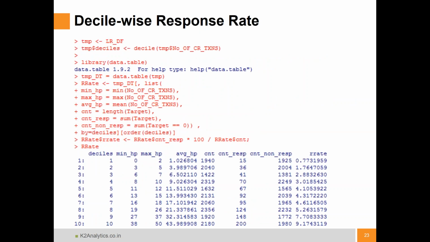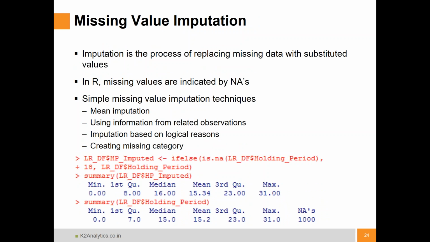How we can go about imputation. There are various ways of imputing. One is mean value imputation, using information from related observations, imputation based on logical reasoning, or if we are not able to impute, then create a missing category as a separate category itself. Typically, techniques like k nearest neighbor are used for imputation. Typically, a linear regression technique is used if there is a continuous variable where the missing values are there.